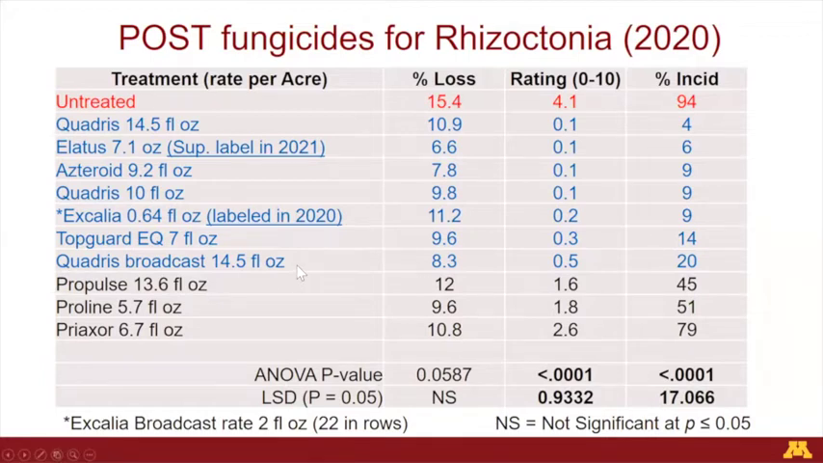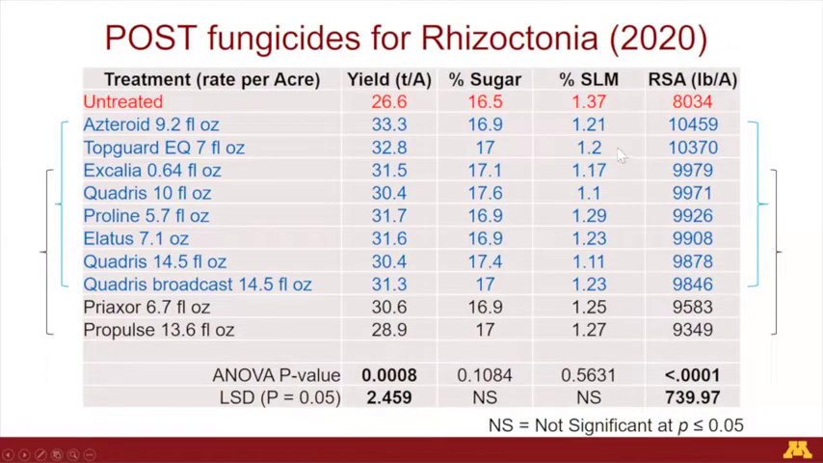I would say broadcast is working, but it's not as good as 14.5, right? I mean, statistically, it's very similar. But when I show you some data from the recoverable sucrose per acre, my untreated control at 8,000 pounds, and most of these in the blue font again from the previous slide, these are very similar, but look at the numerical difference, 9846 compared to 10,500. So there's a good difference.